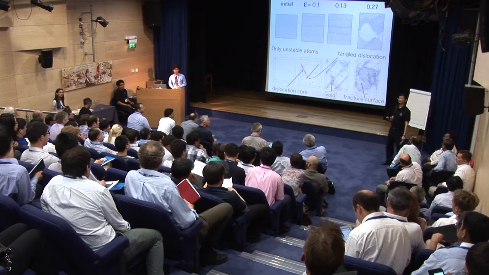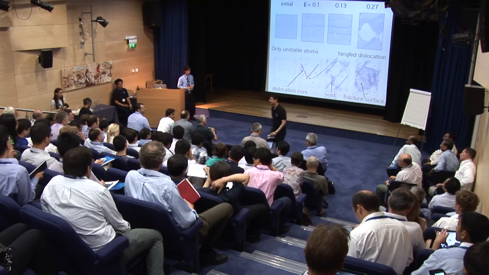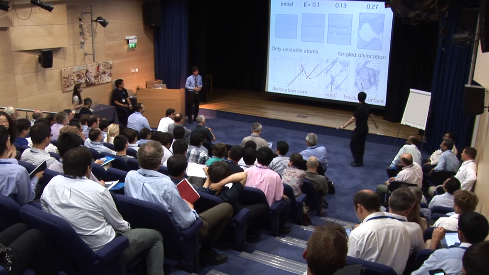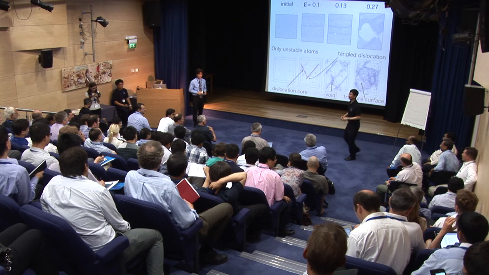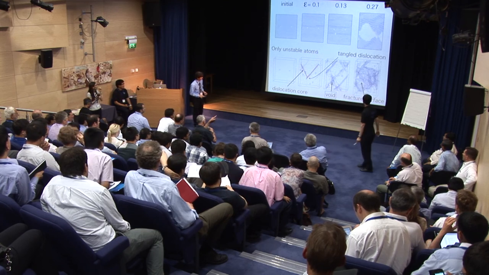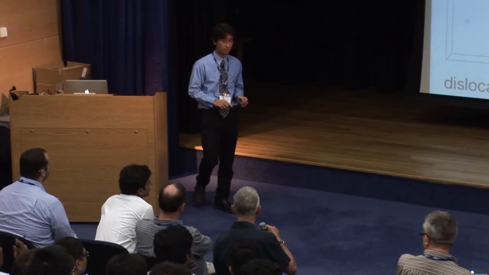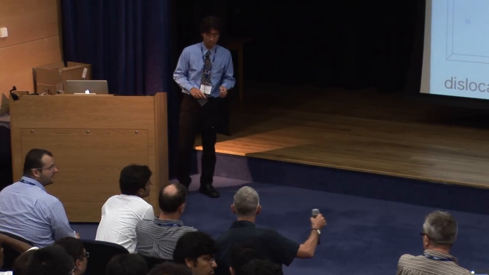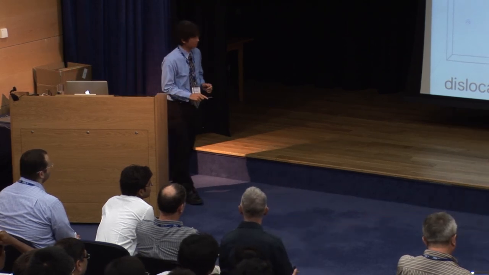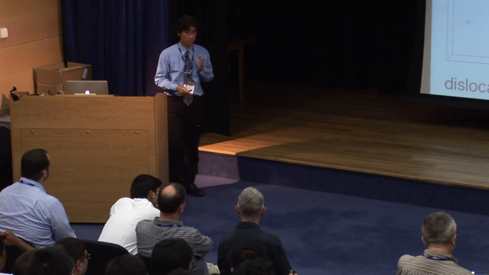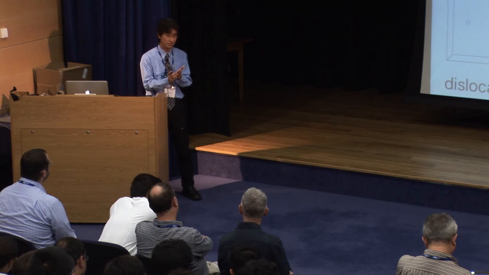Any more questions? If not a question, are you sure those are dislocations? Have you measured the Burgers vector? Sorry? Are you quite sure that these linear features are dislocations? Have you measured the Burgers vector? I don't know, but this line shows the dislocation core, and the dislocation is an edge dislocation.